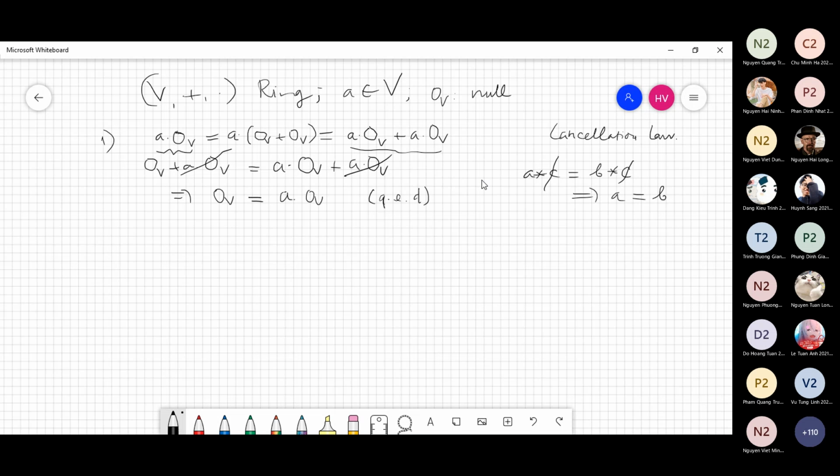Do you know this word QED? This is Latin, quod erat demonstrandum. This means that the thing is proved. You can search in Google if you like. This is a Latin word. It means that the proof is finished. Proof is done. Okay, so I return to the slide again.